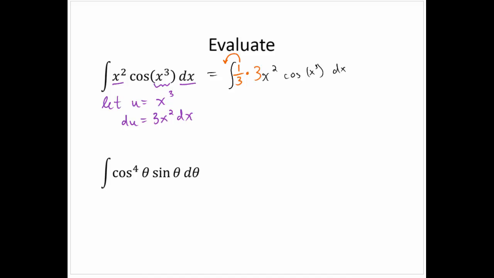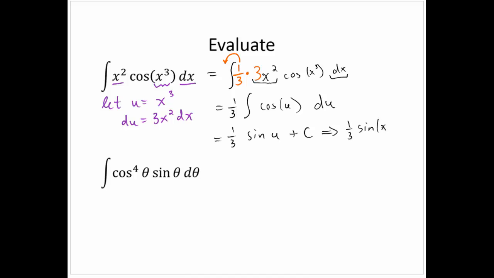Now I take this 1/3 and I bring it outside the integral. And so now I have 1/3 integral, and the 3x squared dx, there's the du, and the cosine x cubed, that's cosine u du. All right, so I have 1/3 integral cosine u du. The antiderivative of the cosine is the sine, so I have 1/3 sine u plus a constant, and then we put it back in the terms we started with. So I'd have 1/3 sine of x cubed plus a constant.